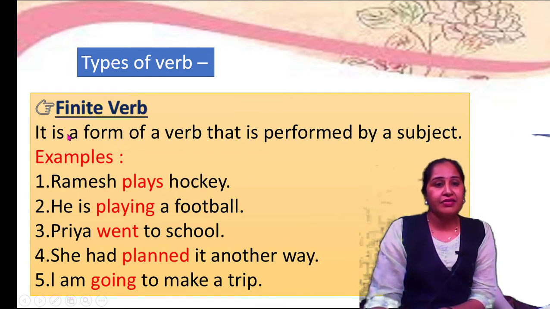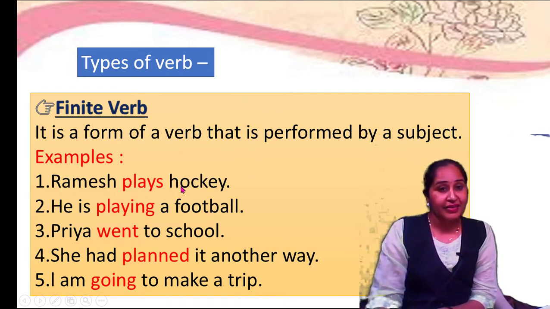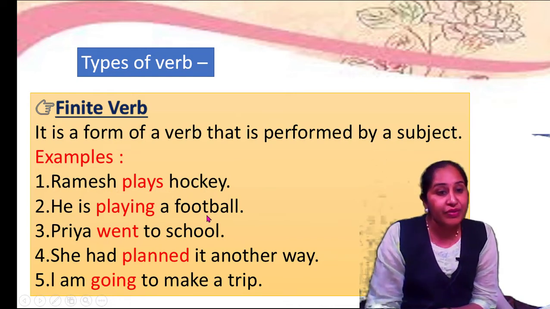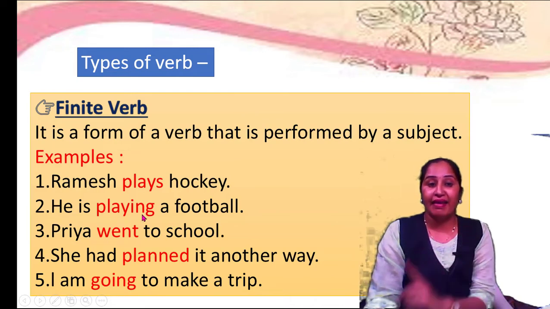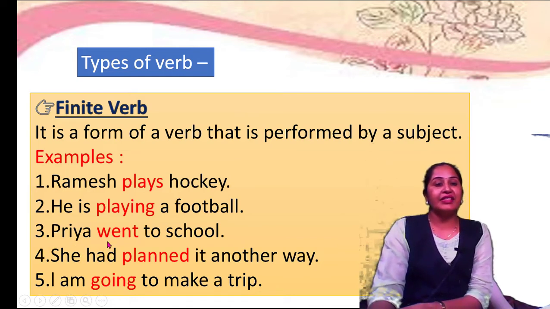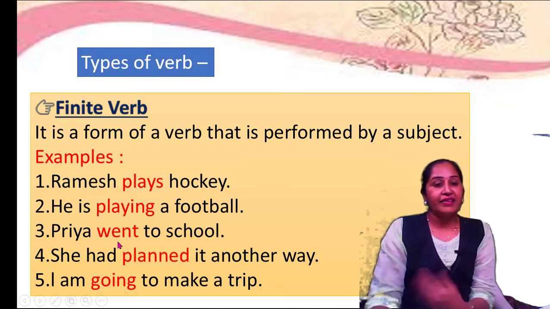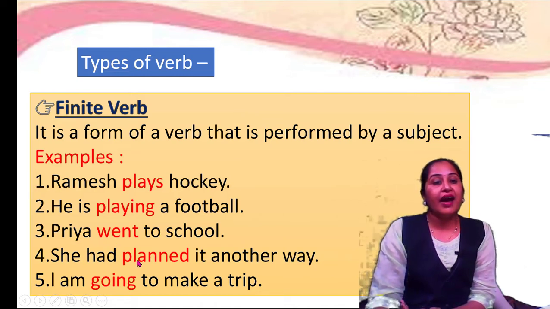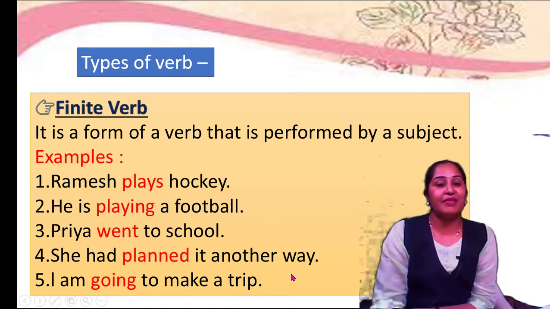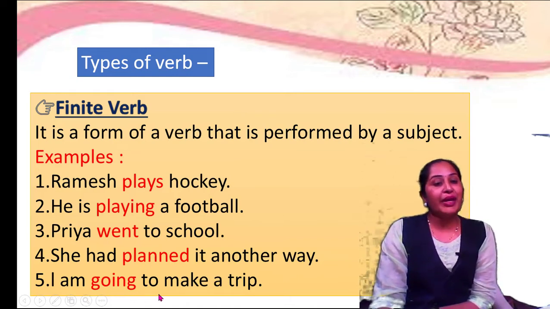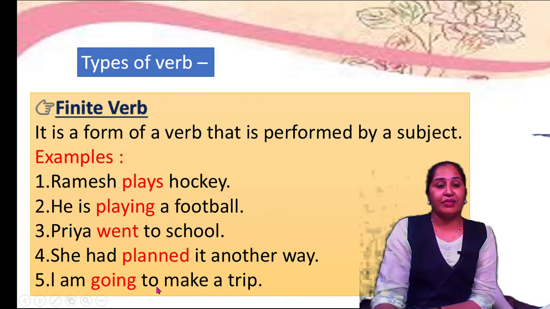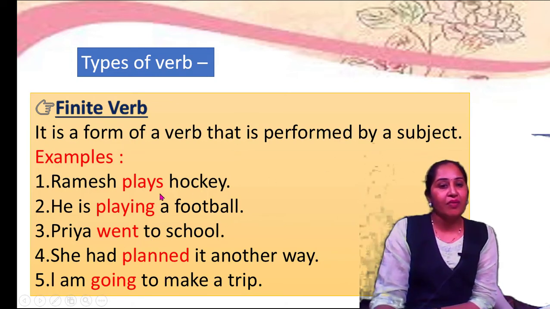You know that in the sentence, the verb is performed by the subject. Ramesh plays hockey. Who plays hockey? Ramesh plays. He is playing a football. Who is playing football? He is playing. He is the subject, playing is the verb. Priya is the subject, went is the finite verb, to school. She had planned it another way. She had is the subject, planned is the finite verb, and it another way is the remaining part of the sentence, the object. I am going to make a trip. I am is the subject, going is the finite verb. You know that in these sentences, all verbs are performed by a subject.